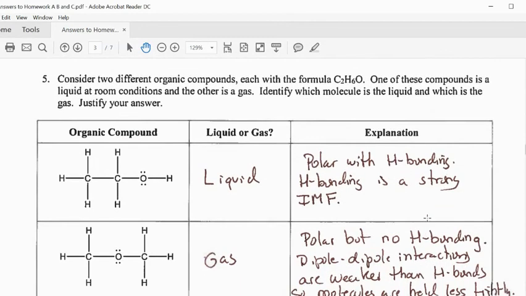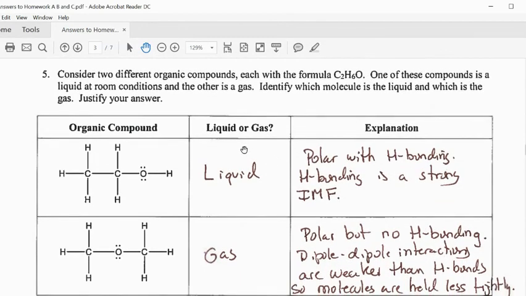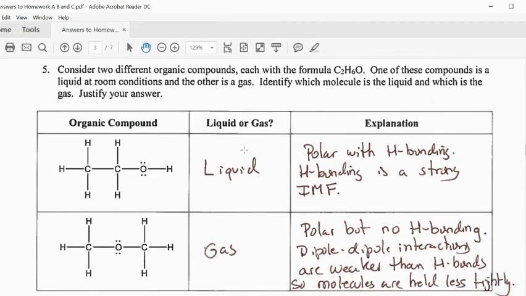Number 5, consider the two different organic compounds. Here's the formulas; discuss their conditions. Which one would be a liquid, which one would be a gas? This one's more likely to be a liquid, this one's more likely to be a gas. Why? The O has the hydrogen on it. That is a recipe for potential hydrogen bonding.